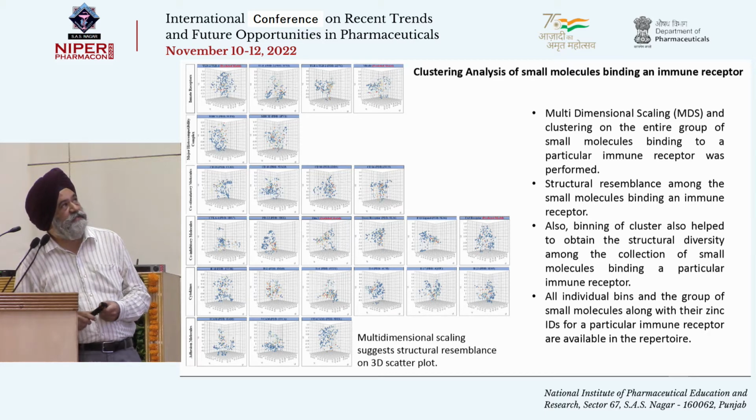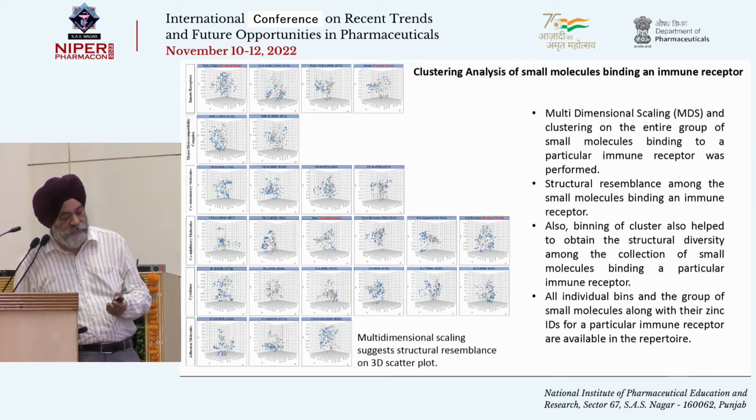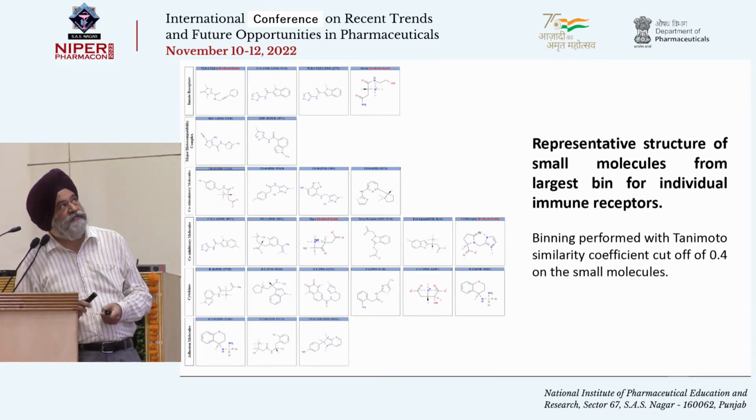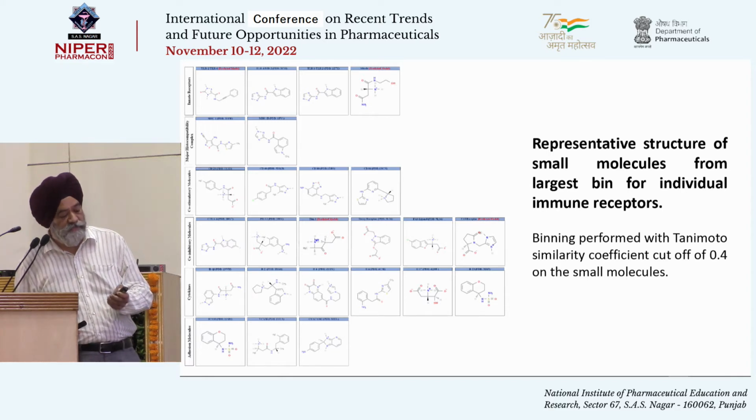In this 3D plot, each dot basically represents a structure, and the distance between the dots represents how far they are structurally from each other. Based on their root mean square value, on their statistical values, if they are very near in terms of structure, they are put in one bin, and they will be easily identified from their ZINC ID numbers. After this, from each bin we can take representatives. Based on binning with the help of a Tanimoto similarity coefficient with a cutoff of about 0.4, we are able to find their representative structures, and we can analyze these bins and move further on this for any kind of development.